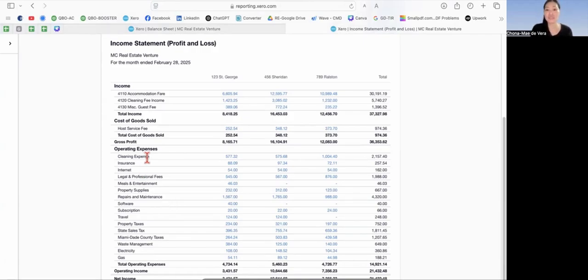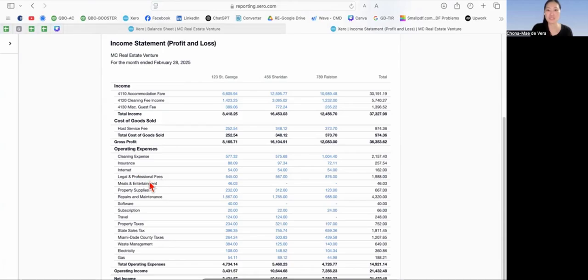So the first one is the cleaning expense. I noticed in the cleaning expense that Ralston has the highest one, though it's not the top earner property that we have. Maybe we can source out a cheaper cleaning company so that we can recover some of the expense. Okay, the next one is the insurance. This is the insurance for each property from the prepaid insurance that we have set up. And for the internet, it's just the same for each property.